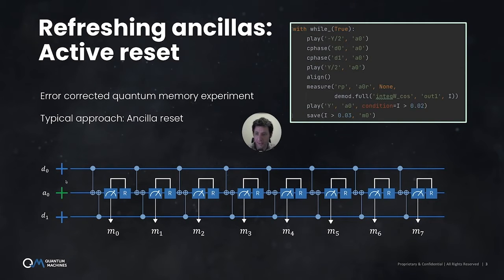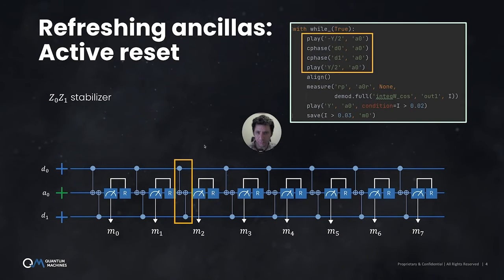So here we see a simple example where we have two data qubits and one ancilla qubit, and the ancilla qubit is measuring the Z0, Z1 parity of the data qubits. And what we typically do in this scenario is we perform a reset operation on the ancilla after every measurement. So this is what the QUA code for this looks like. Here you can see that we have the Z0, Z1 stabilizer measurement right here. And this is how you perform it in QUA.